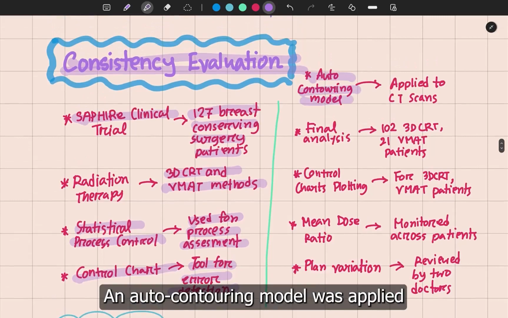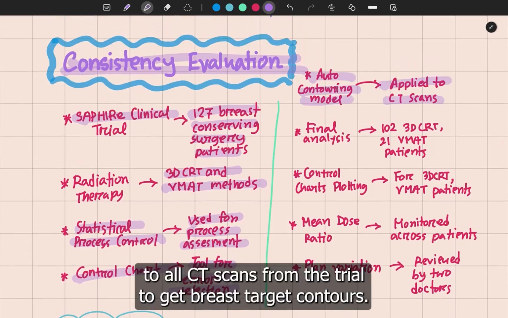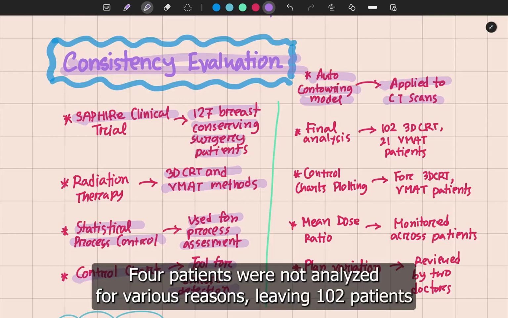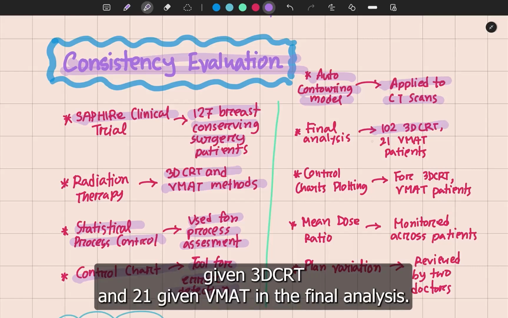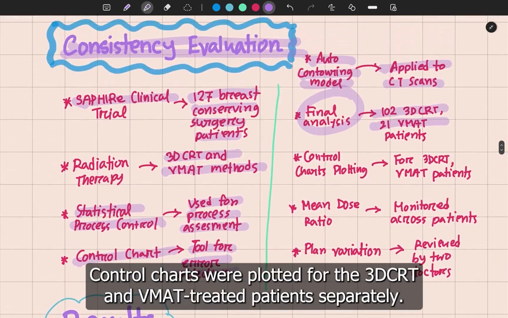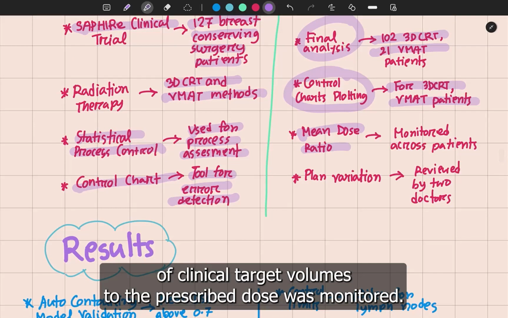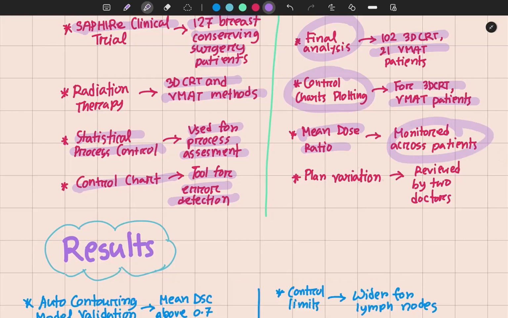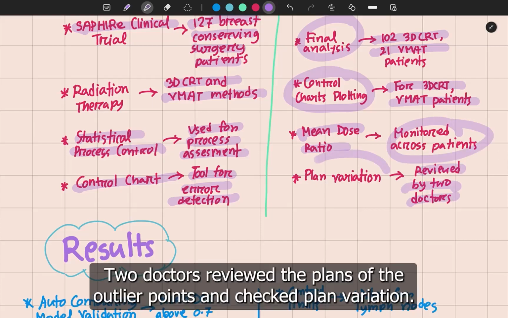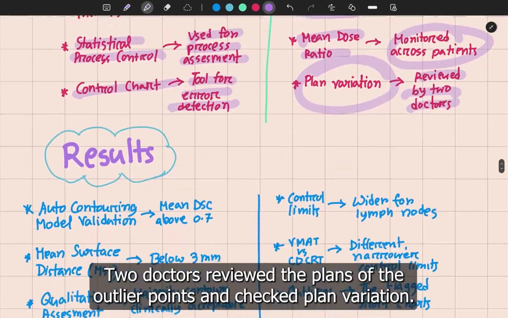An auto-contouring model was applied to all CT scans from the trial to get breast target contours. Four patients were not analyzed for various reasons, leaving 102 patients given 3D CRT and 21 given VMAT in the final analysis. Control charts were plotted for the 3D CRT and VMAT treated patients separately. The ratio of the mean dose of clinical target volume to the prescribed dose was monitored. Two doctors reviewed the plans for the outlier points and checked plan variation.